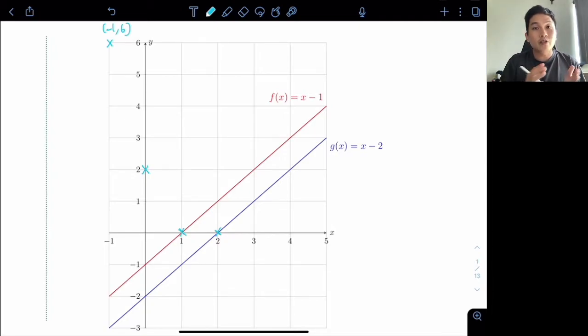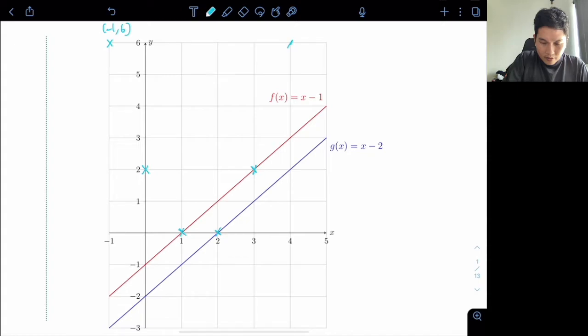Now I'm going to move on to the next point, x equals to 3. Now when x equals to 3, our red graph is at y equals to 2, our blue graph is at y equals to 1. So 2 times 1 is going to give me 2. So my quadratic graph will go through this point. And then moving right along to x equals to 4. Our red graph will be at 3. Our blue graph will be at 2. 3 times 2 is 6.